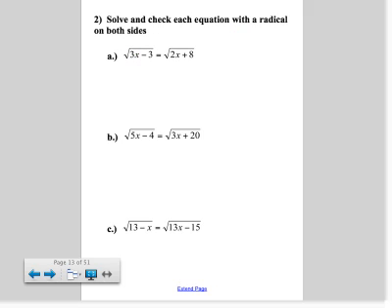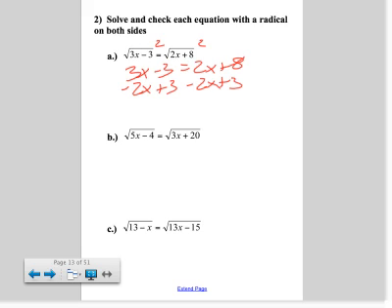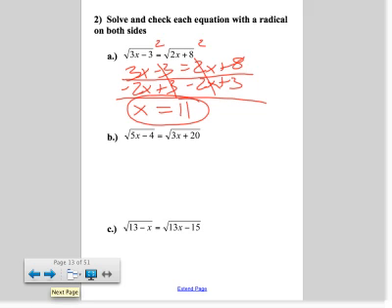So just some more examples here. You have radicals on both sides now. The first thing I'm going to do is square both sides here. All I end up with is 3x minus 3 is equal to 2x plus 8. Now again, subtract your 2x and add your 3 to both sides. 3x minus 2x is 1x. Negative 3 plus 3 is 0, so those cancel. 2x minus 2x cancels. 8 plus 3 is 11, so x equals 11.